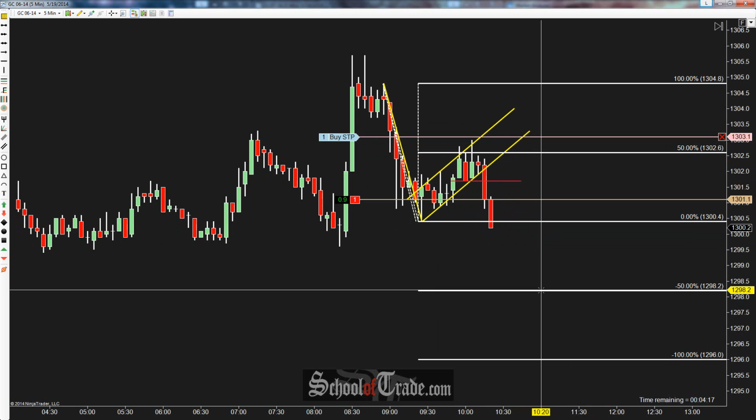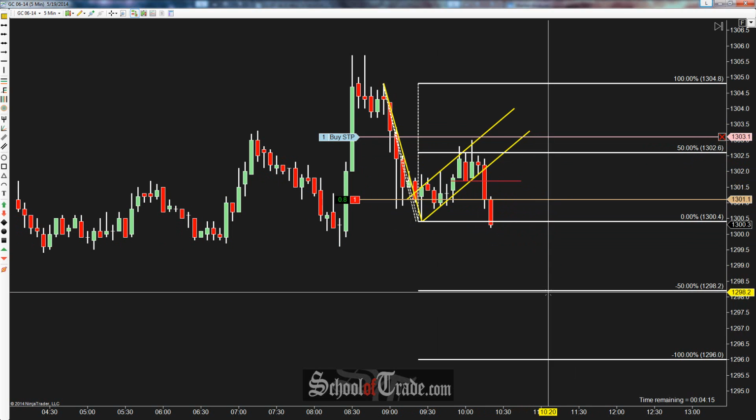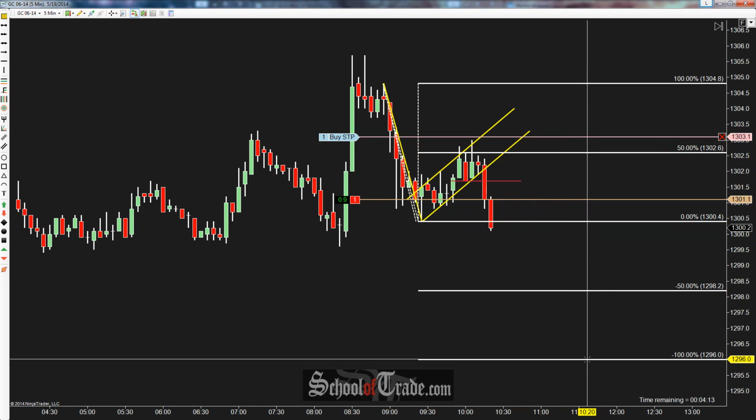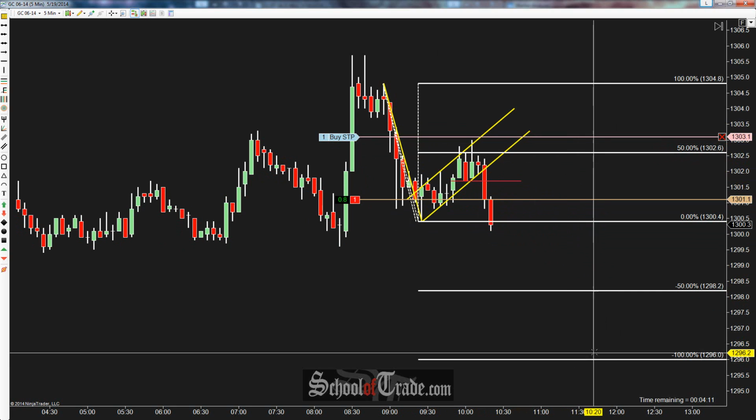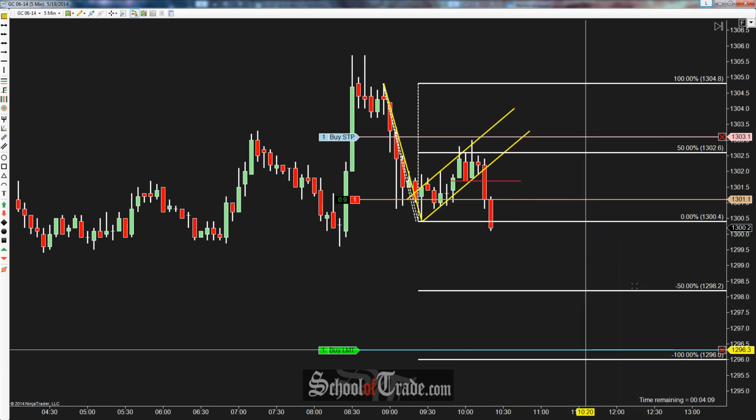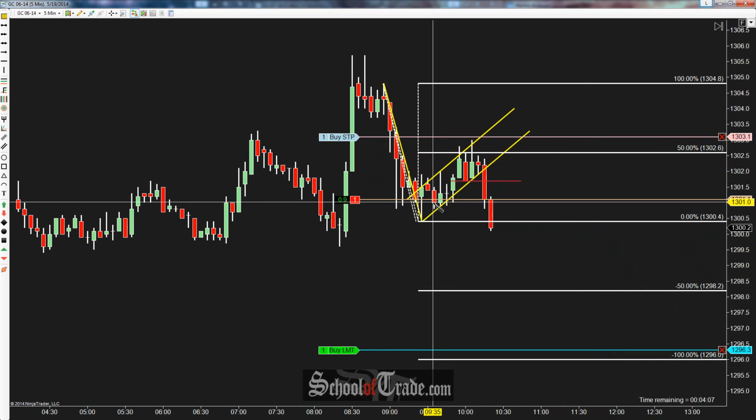Now, when we get to that level at 1298.2, we're just going to move our stop to break even. But our final target is going to be here at 1296, just a couple ticks ahead of that. So 1296.3 is where we're looking to go here.